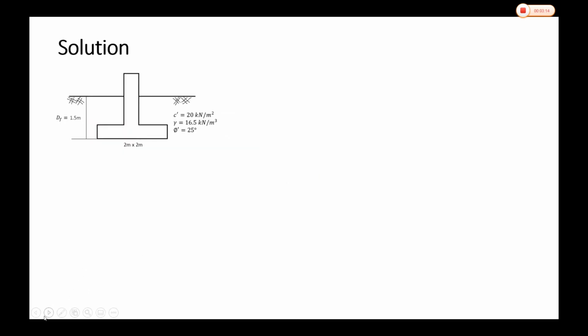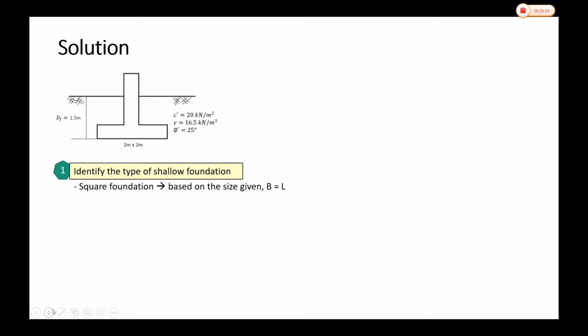Okay, so the solution. What is the first step of the solution? We need to identify the type of shallow foundation, since we have different equations for the types of shallow foundation. We have the circular, the strip foundation, and also the square foundation. In this case, based on the size given, B is equivalent to L, 2 meter times 2 meter. So obviously this is a square foundation.